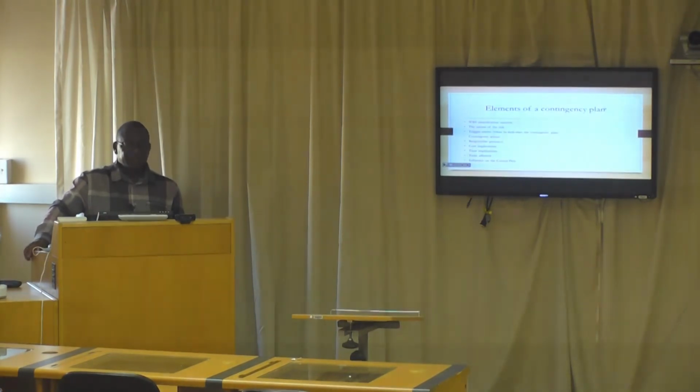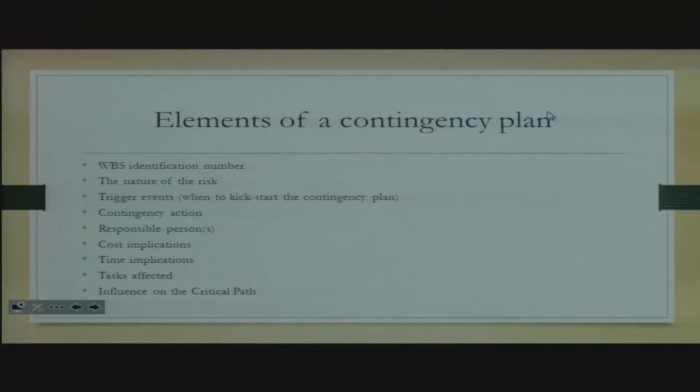And then again, you need to have cost implications as to what are the implications for switching to your contingency plan, and the time implications, all that need to be stipulated. Task affected, you need to stipulate that. It becomes a very serious risk if it affects the critical path, those activities that are in the critical path. And then lastly, you need to indicate as to how that risk actually influences your critical path.